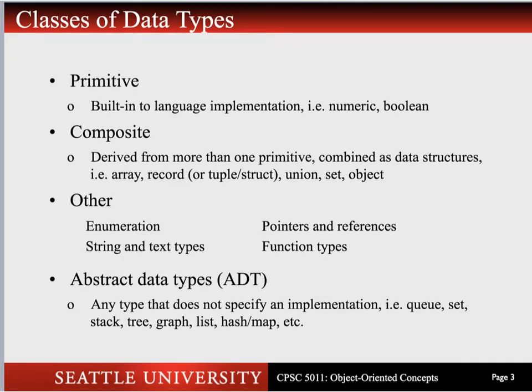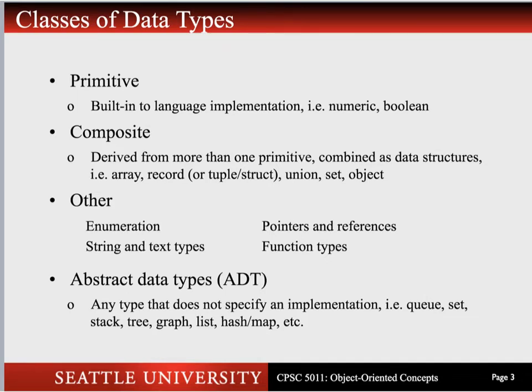Now, there are multiple classes of data types, some of which we've actually already worked with in previous courses. The first is the primitive data type, which is built into language implementation. We've worked with numeric types such as integers and doubles and booleans, for example. The composite type is derived from more than one primitive and is combined as data structures. So we have also worked with arrays.